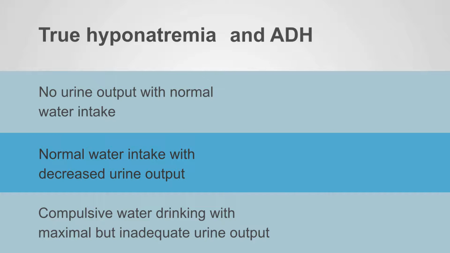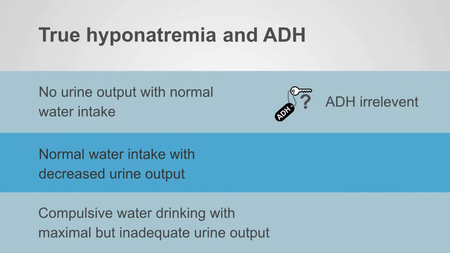This is the schema that we're familiar with. These are our three categories of hyponatremia in relationship to ADH. So, no urine output with normal water intake. People that make no urine, it doesn't matter what their ADH activity is.